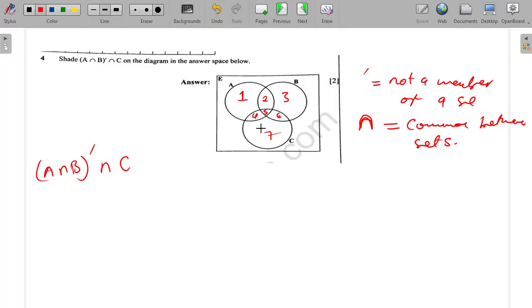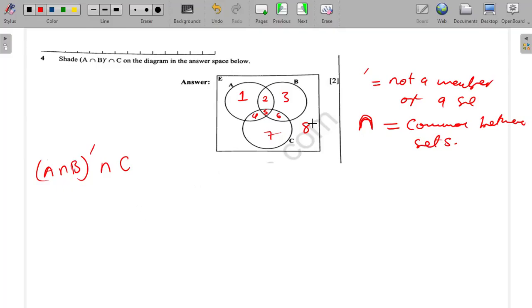So you've seen I've added numbers everywhere, including outside. I can add an 8 there, which does not belong to any set. So in set A, I have 1, 2, 4, and 5. In set B, I have 2, 3, 5, and 6. In set C, I have 7, 4, 5, and 6. Those are the numbers that I have there.